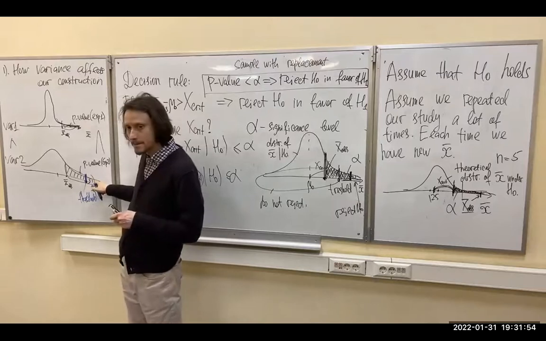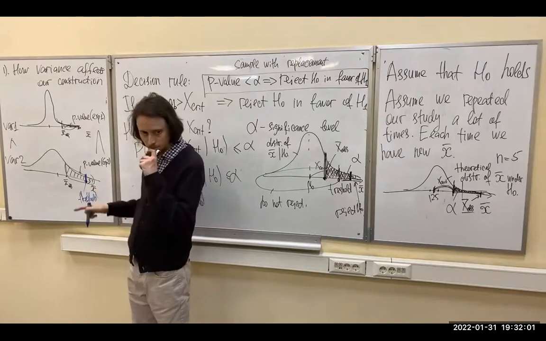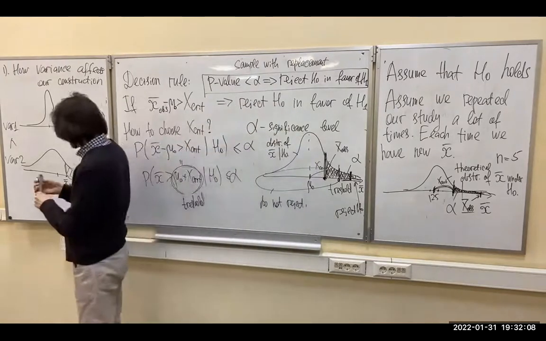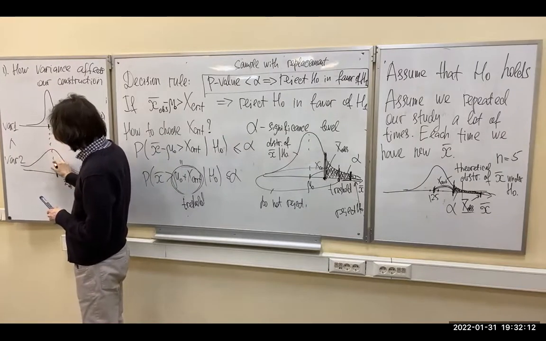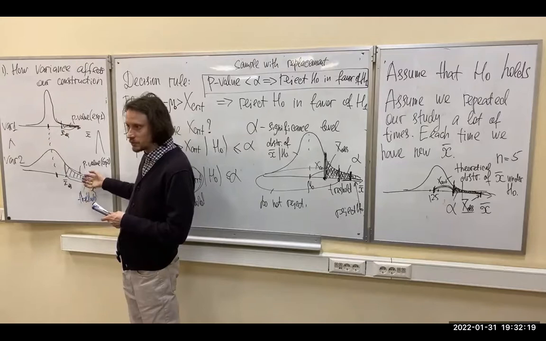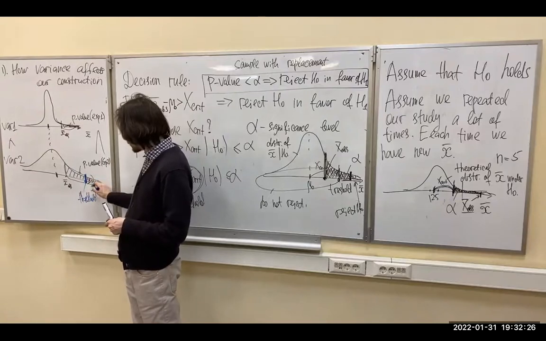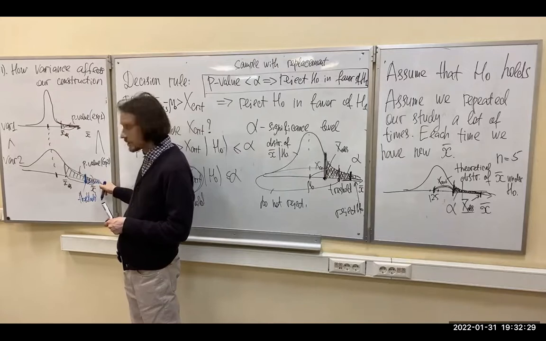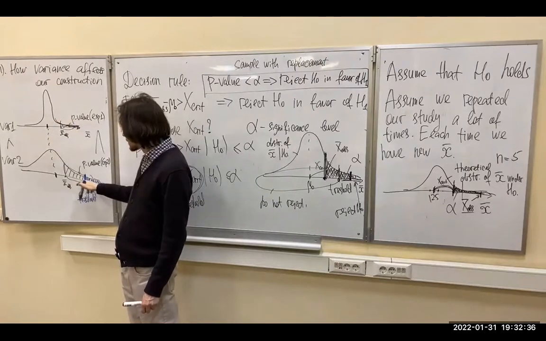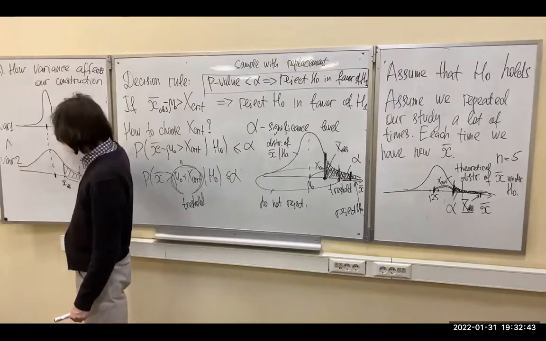Because we have different variations, but we still have the same average. This point is the same as this point. We choose our critical region in such a way that this area should be constant. But this picture is much wider than this picture. So in the first picture, the threshold is closer to X observed. I think it can be somewhere here. So this is the threshold.